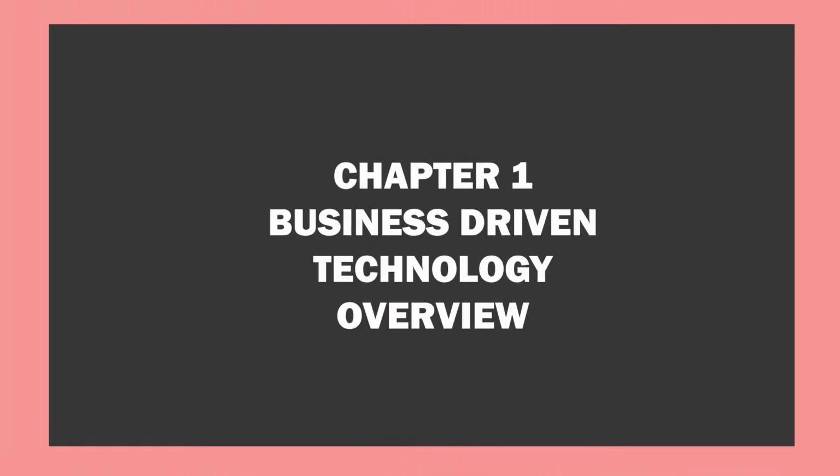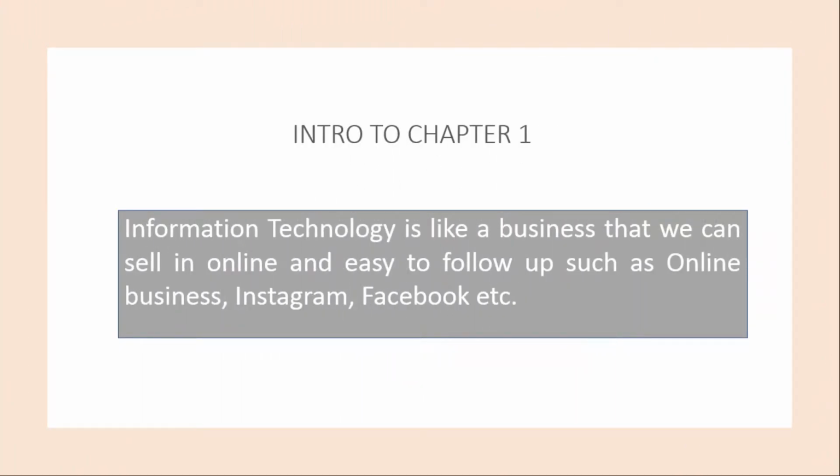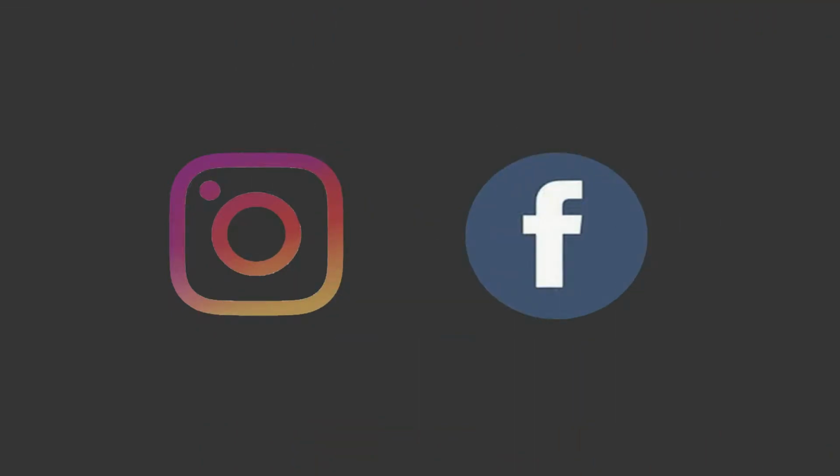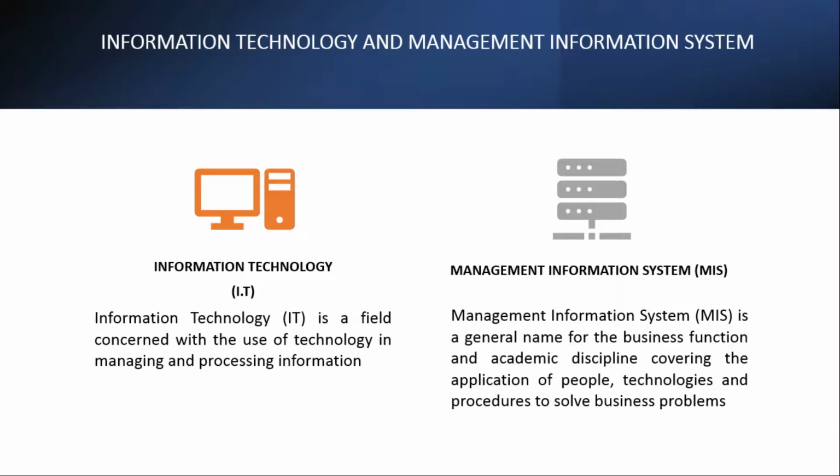Now first let's go through the first chapter of MGT 300, which is Information Technology. Information technology is like a business that we can sell online and easy to follow up, such as online business, Instagram, Facebook, etc. There are two basics: information technology, IT, and management information system.